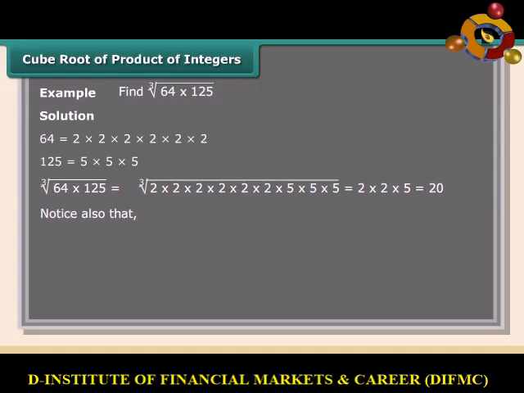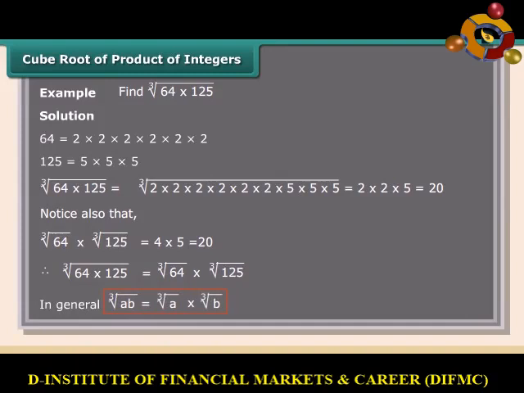Also notice that cube root of 64 × cube root of 125 is equal to 4 × 5, which equals 20. Therefore, cube root of 64 × 125 is equal to cube root of 64 × cube root of 125. In general, cube root of AB is equal to cube root of A × cube root of B.